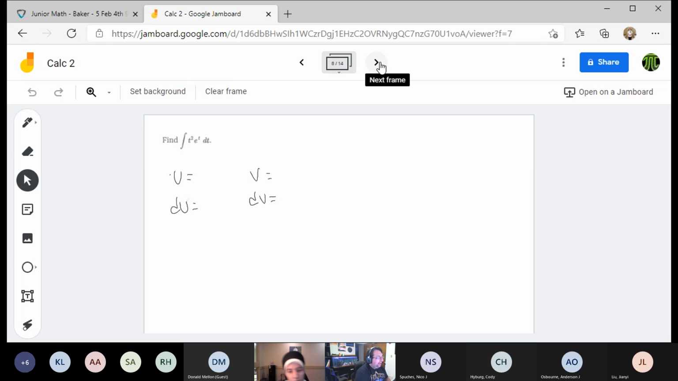All right, so using the mnemonic, which one are we? Right now I have t squared e to the t dt. So I've got t squared and e to the t. Which one of those two am I going to make the u? E to the t. All right. So let's make that e to the t. And that means my dv will be t squared dt.